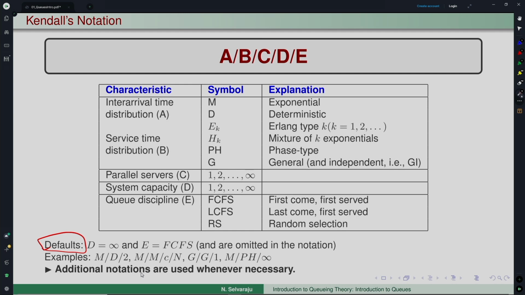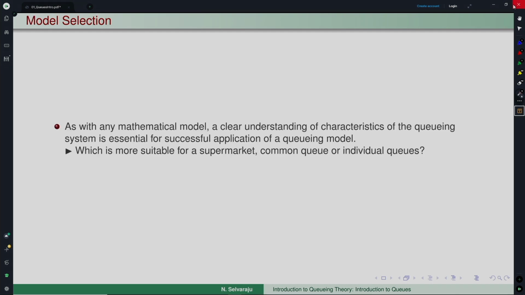Once this description has to be there in order to model a system. Now, depending upon the description of the system, you try to extract a model, the queuing model, for further analysis. As with any mathematical model, a clear understanding of the characteristics of queuing systems is essential for the successful application of any queuing model. That is typical of any mathematical model, and in the queuing model scenario also that is true.